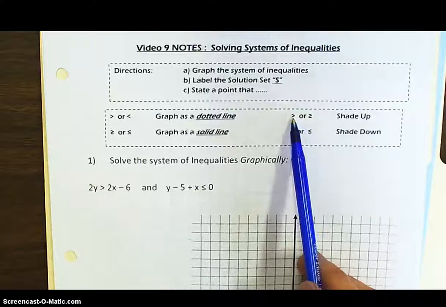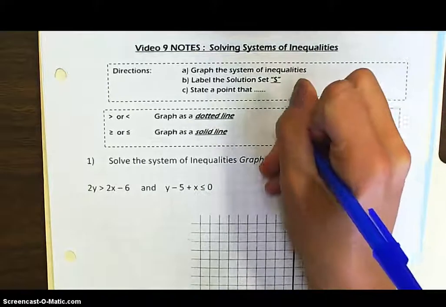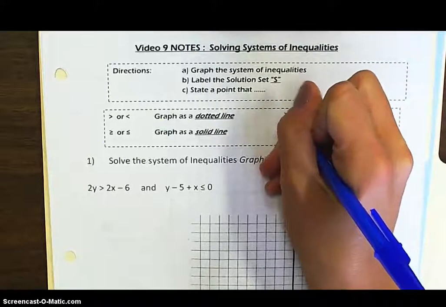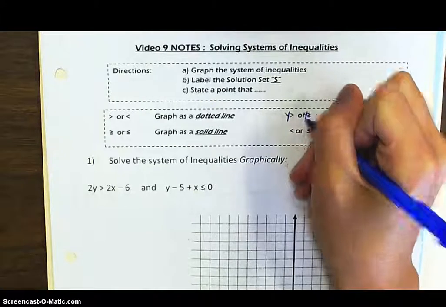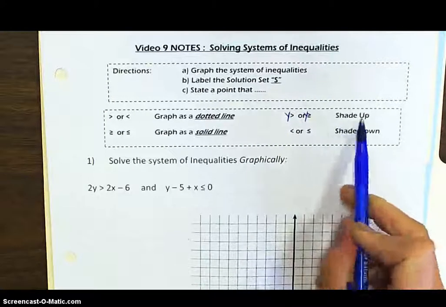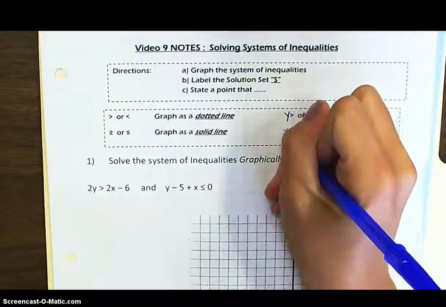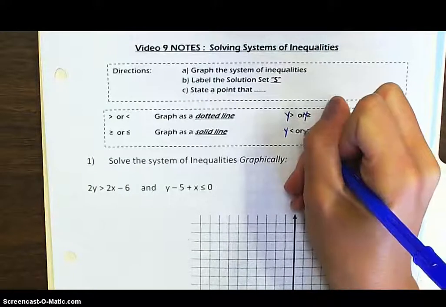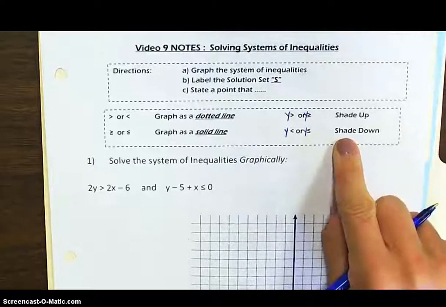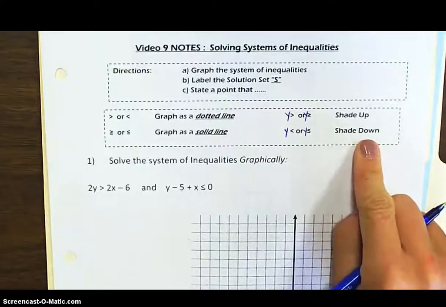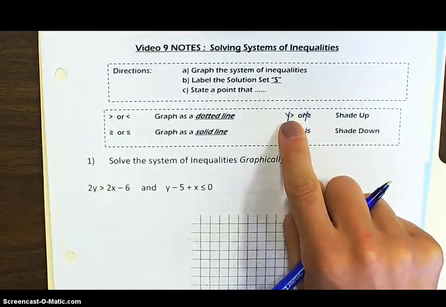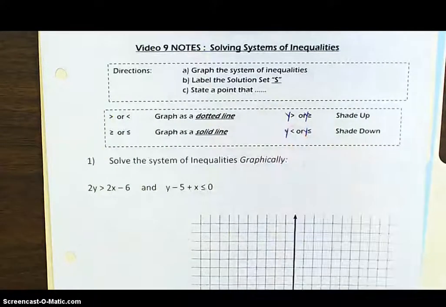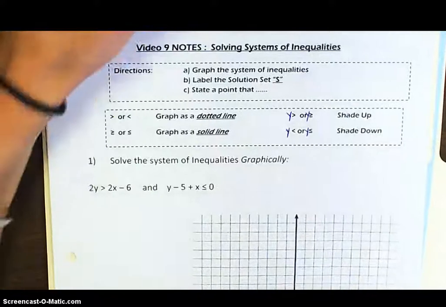So if my y is greater than, or my y is greater than or equal to, then we're going to shade up. If my y is less than, or my y is less than or equal to, that means we're going to shade down. So it's all about the symbol of the inequality with the y value. All right, let's jump in and learn as we go.